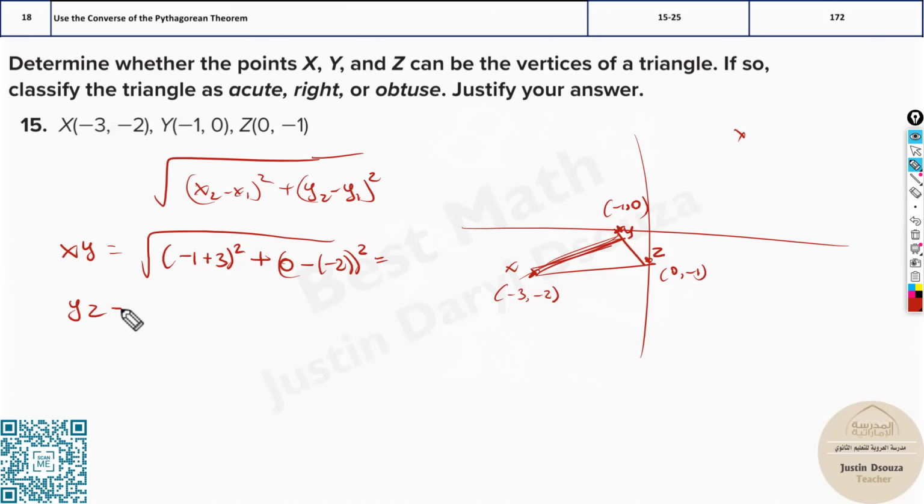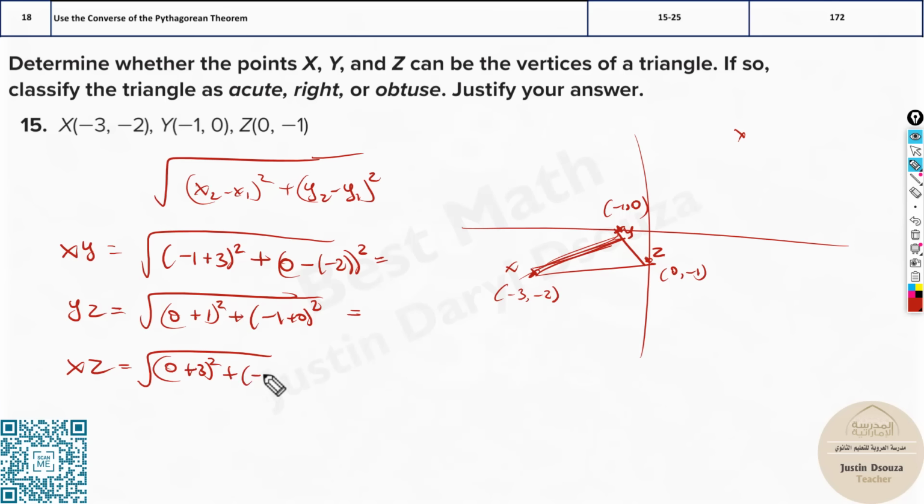Let's go with y and z. So here, square root of 0 minus of minus 1 is plus 1, the whole squared, plus minus 1 plus 0, the whole squared. That is the distance for yz. And lastly, we will take x and z, or z and x, or x and z. It's up to you. So over here, I'll take 0 minus and minus becomes plus 3, the whole squared, plus minus 1 plus 2, the whole squared. So all I do is I put all these three in the calculator now, and we'll find it.